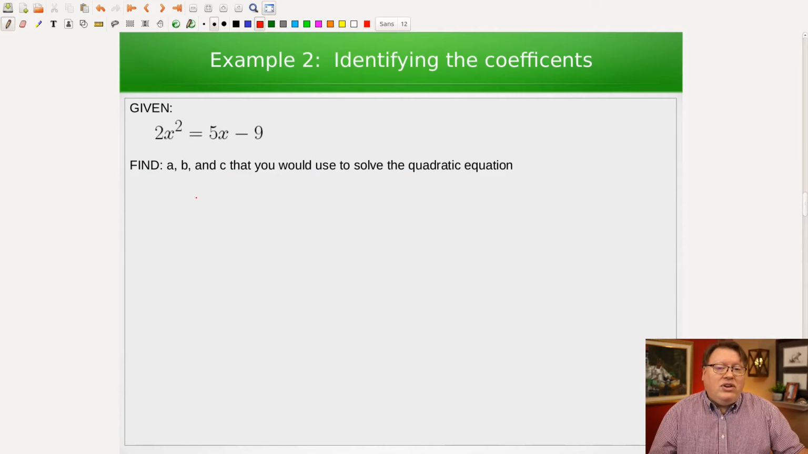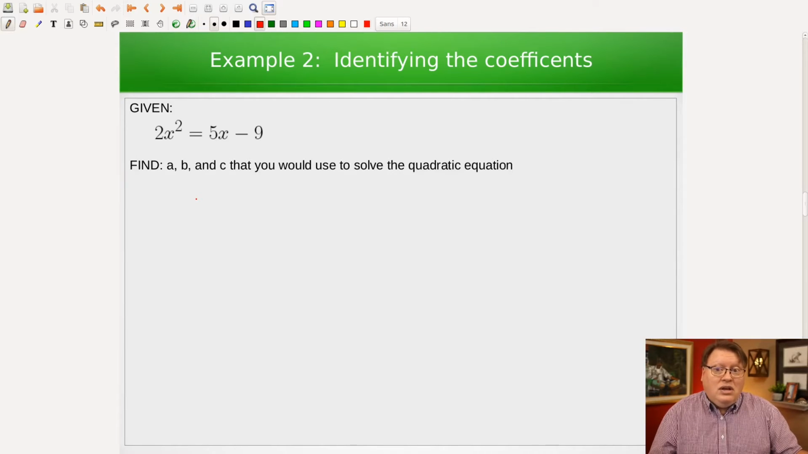Here we have another example, and again we want to find the a, b, and c that you would use to solve the quadratic equation. And by solve, for us, we're talking about solving with the quadratic formula. So we need our a, b, and c.